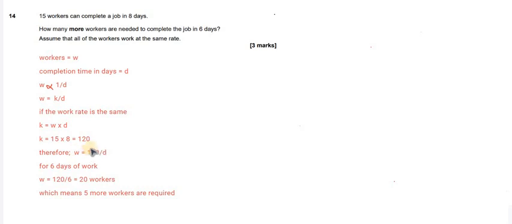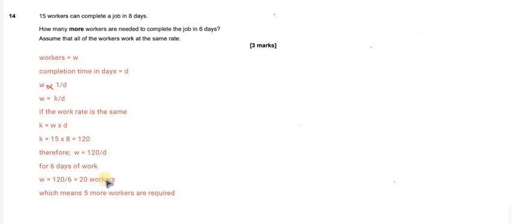So, we do the same for 6 days. Since we know the rate that connects the workers to the number of days to complete the job, and we have the formula all put together, we can find the number of workers required for 6 days. We put that in, that's 120 divided by 6, so that's 20 workers.